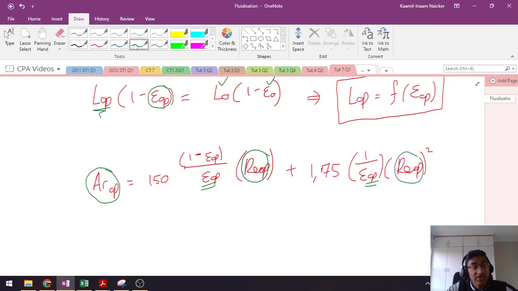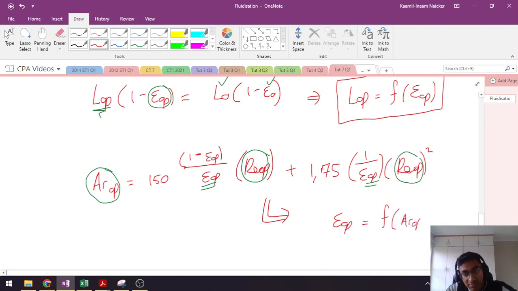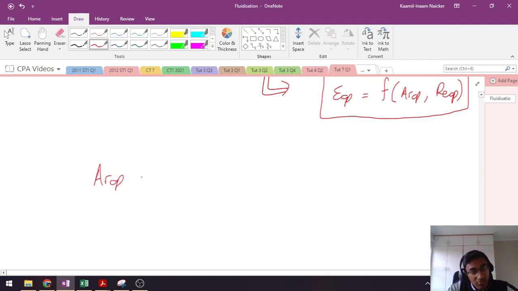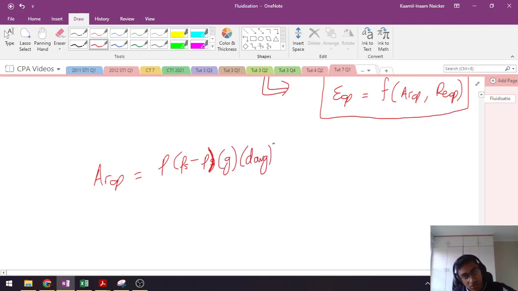Okay. And so this implies then that the epsilon at the operating conditions is equal to a function of the Archimedes number at the operating conditions and the Reynolds number at the operating conditions. And to further complicate matters, the Archimedes number at the operating conditions, this one is not so bad. That's equal to the density of the gas times the density of the solid minus the density of the gas, multiplied by gravity multiplied by the d average cubed, divided by viscosity squared. So we actually have all the information available to calculate the Archimedes number. We have all this information.